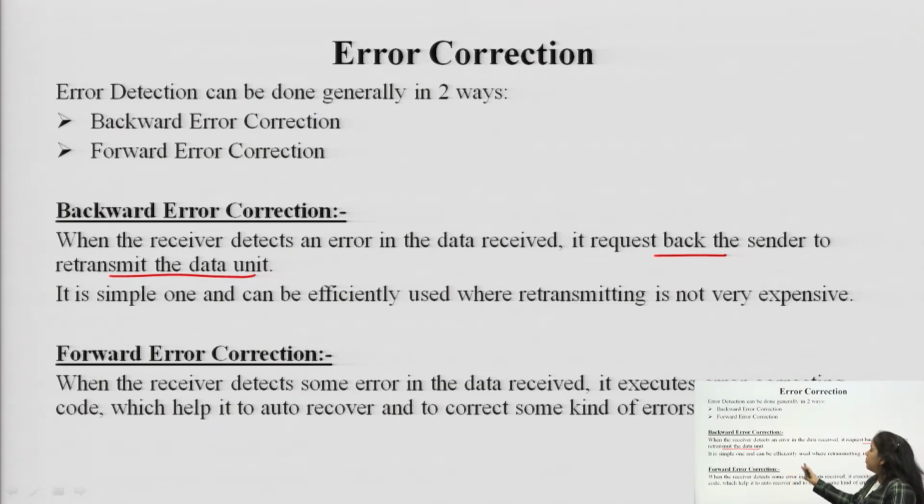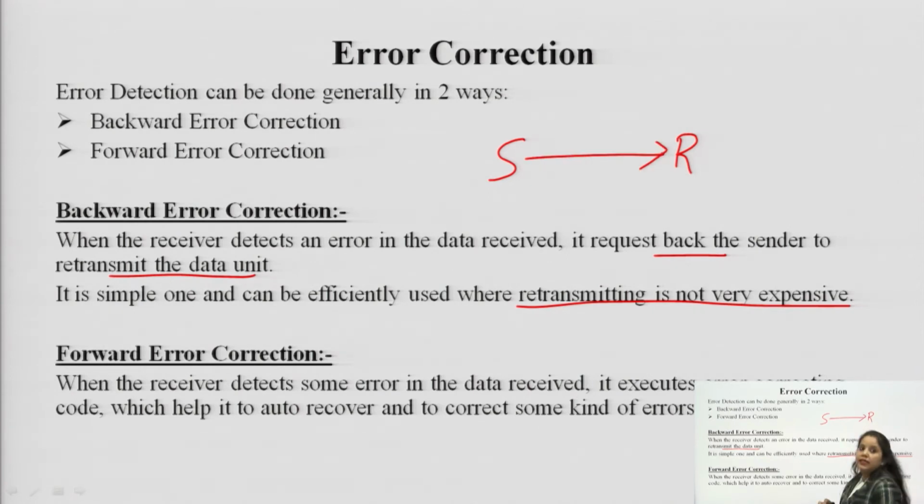It is a simple method and can be efficiently used where retransmitting is not very expensive. It is called backward error correction, because in this case we request back to the sender. This is the sender, this is the receiver, and if an error is detected at the receiver section, the receiver sends the information to our sender to retransmit the data. The backward process goes on, that is why it is called backward error correction.